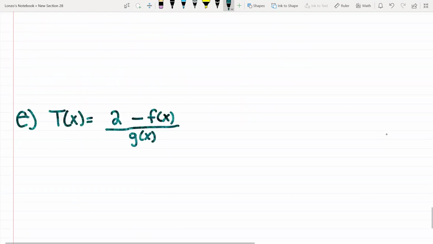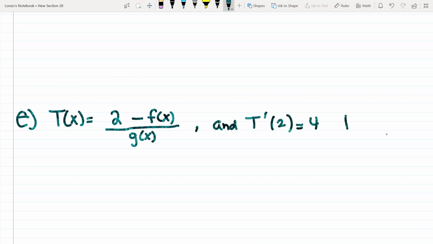Let's do E. We have T of x equals 2 minus f of x over g of x. They also tell us that T prime of positive 2 gives you 4, and they want you to find g prime of 2. So how would I do this? I have to find g prime of 2. So what I would do is first find the first derivative, t prime of x. First find t prime of x.